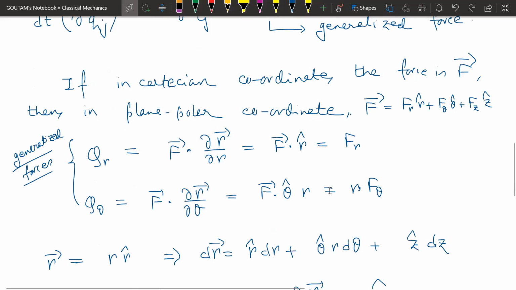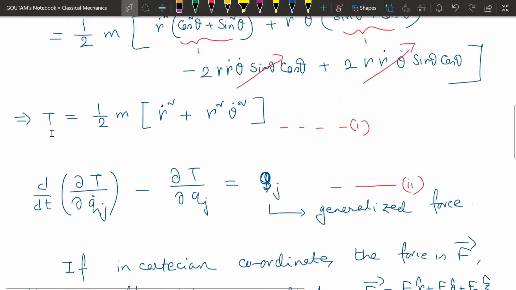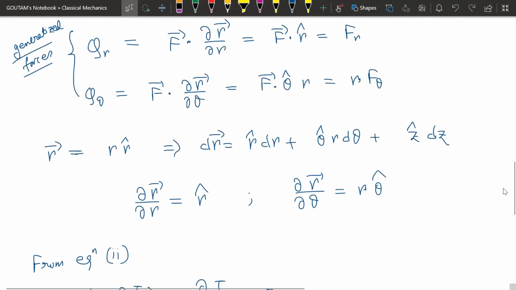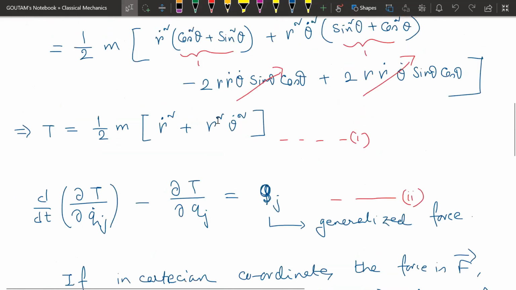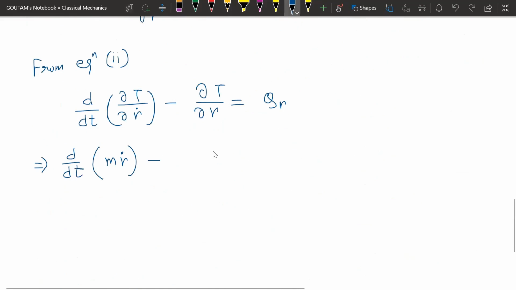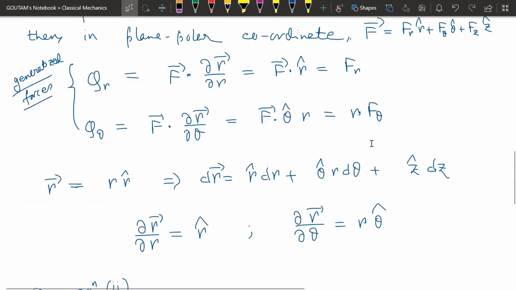So what is ∂T/∂r? Again, let's look at this equation. In the first term, there is no r dependence. The r dependence is only here. So again, we will get a 2 if we differentiate this second term with respect to r, and ∂T/∂r would then be m r theta dot squared. And what is Q_r? Q_r is basically F_r.